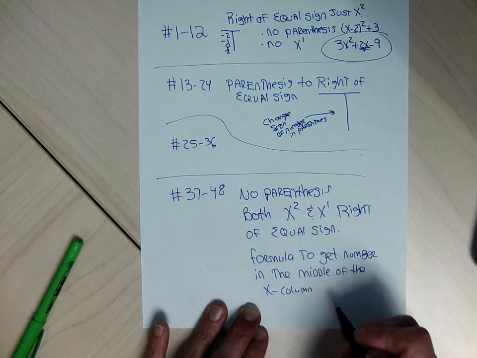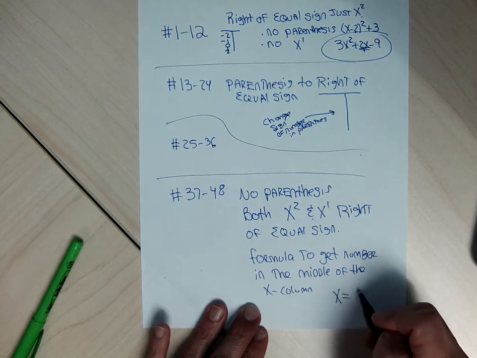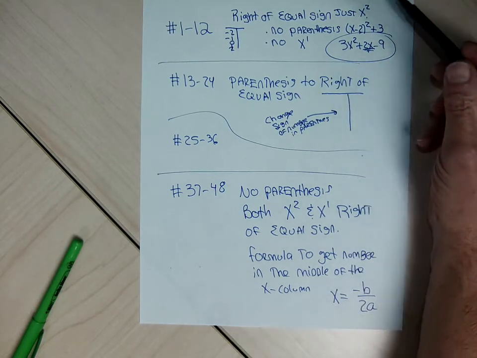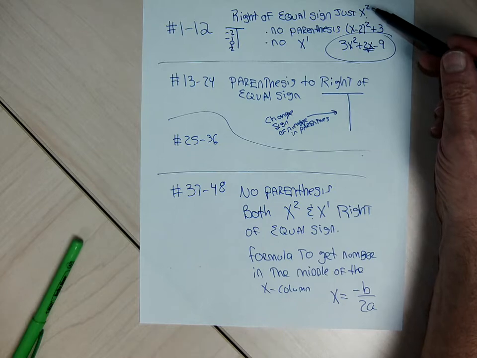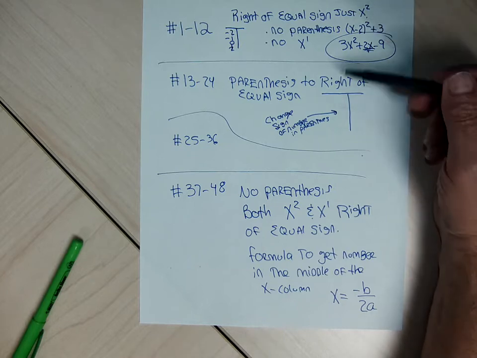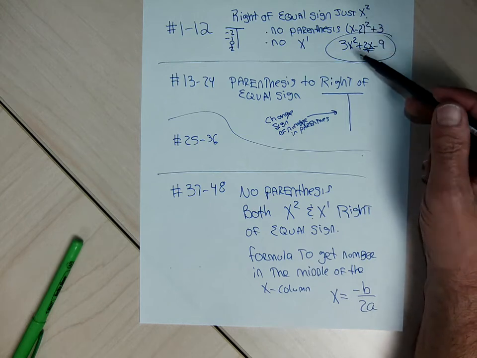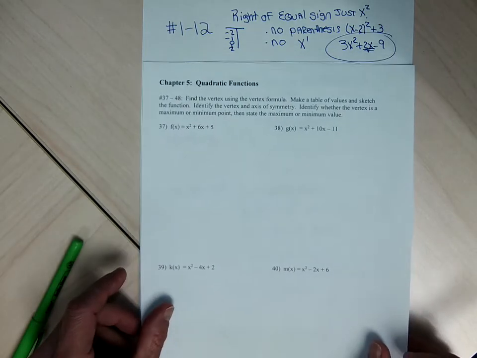The part of the quadratic formula without the square root part is just x equals negative b over 2a. For problems with just an x squared term and no x to the first power term, like problems 1 through 12, use negative 2 to 2 for your table: negative 2, negative 1, 0, 1, 2. Parentheses problems, like most of the middle problems, just change the signs. Problems with both an x to the first power and an x squared term need the negative b over 2a formula. That's going to be everything between 37 and 48.